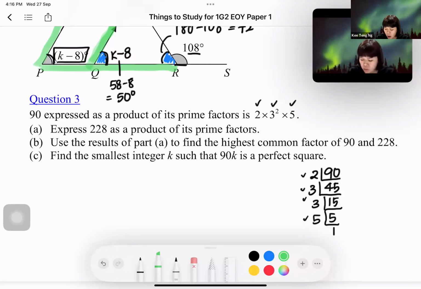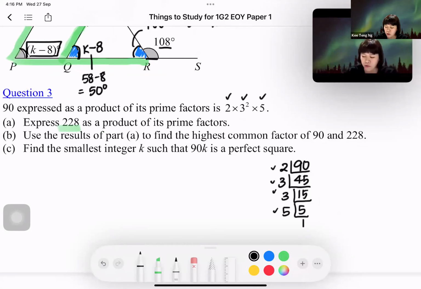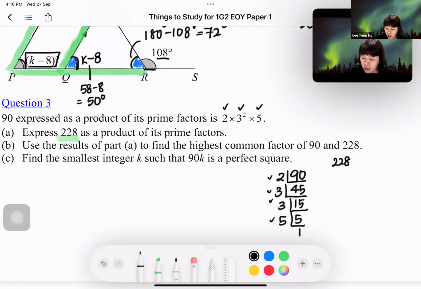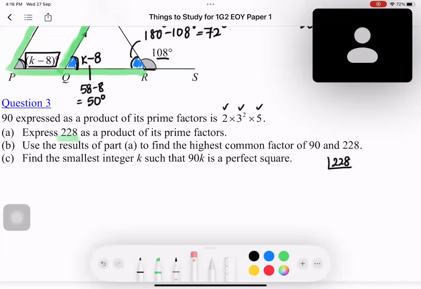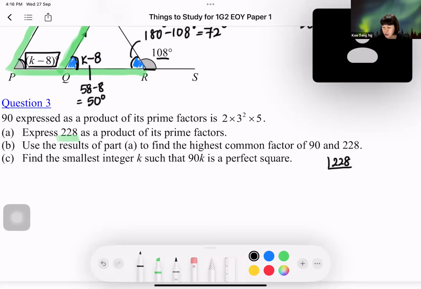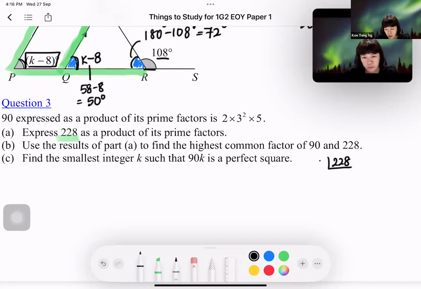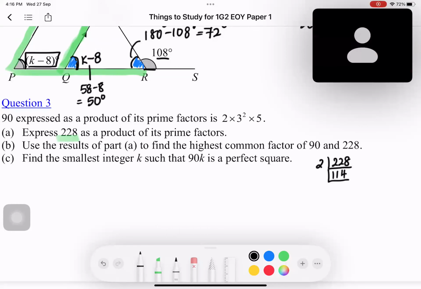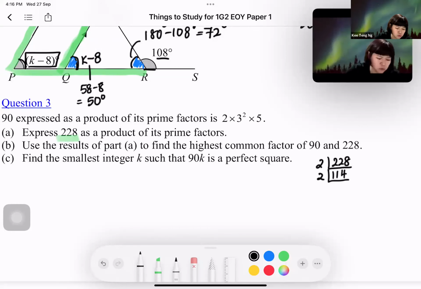Now the next part of the question says, express 228 as a product of its prime factors. So I do 228 now. Is it still my turn? Yes, it's still your turn. Start with which number? 2. So I divide by 2. Okay, 228 divided by 2 is 114. You continue. 2 again. Divide by 2, 57. Alamak, 57 cannot divide by 2 already.